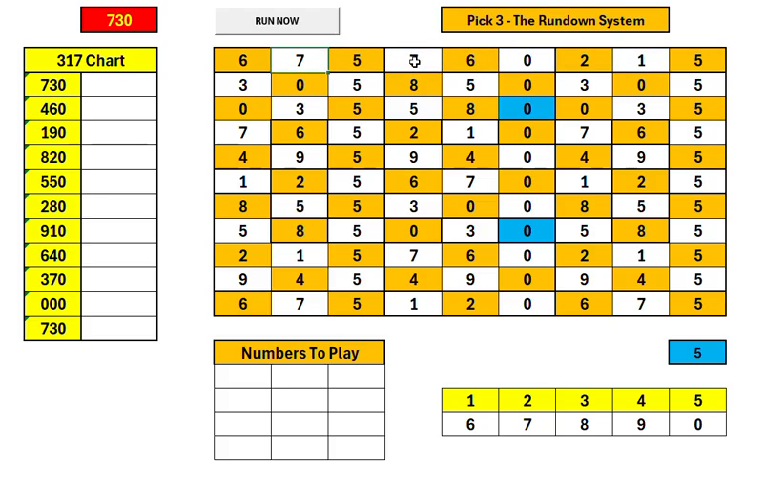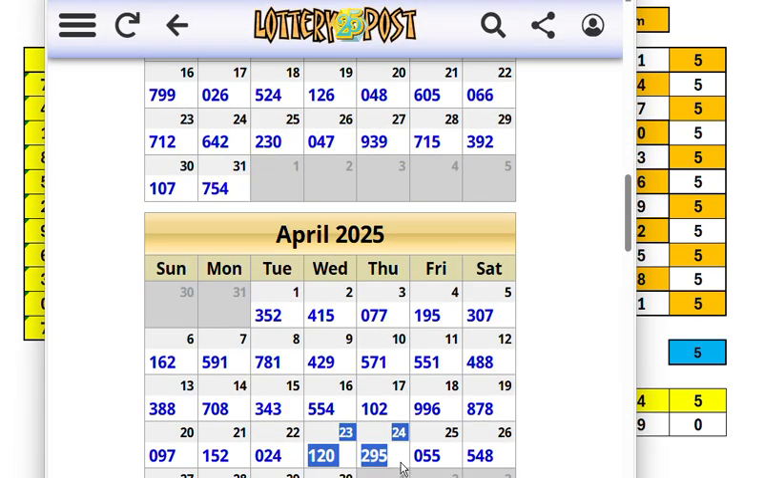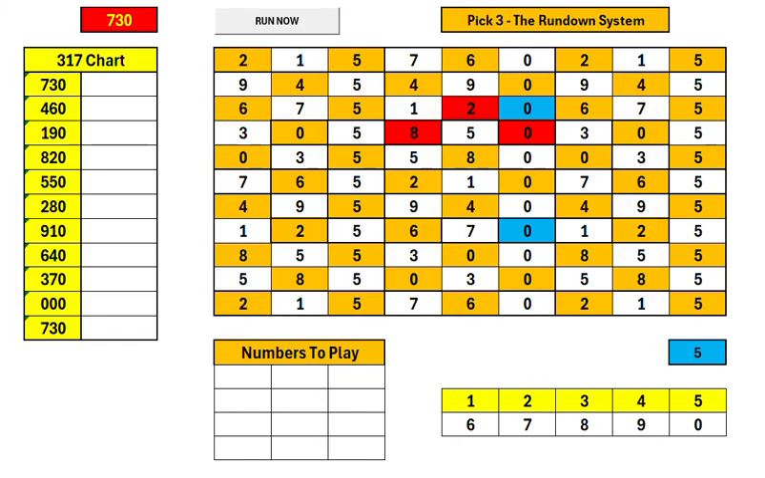7621. There's the 120. So it's 820. Let's just highlight this part. Okay, so the 120 is 820 here. So the next day's number that came up, 295.